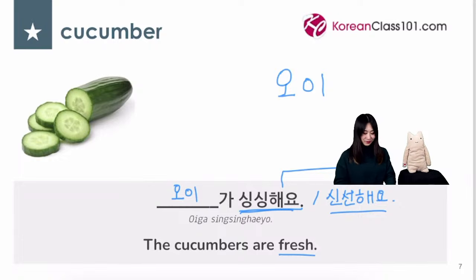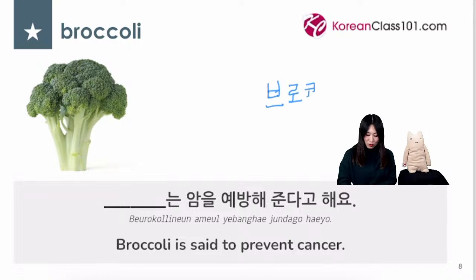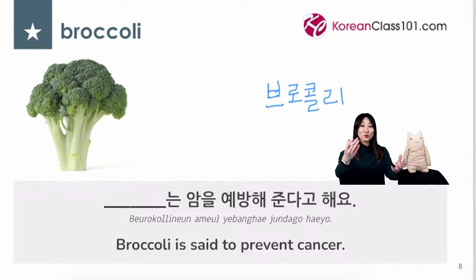오이가 싱싱해요. And do you like this vegetable? Broccoli. We didn't have broccoli in Korea traditionally, so we don't have a name for broccoli in Korean. So we use the English word directly, 브로콜리. So it's easy for you to remember, right? Just pronounce it the Korean way. 브로콜리.